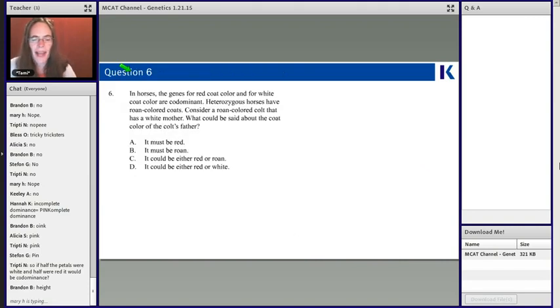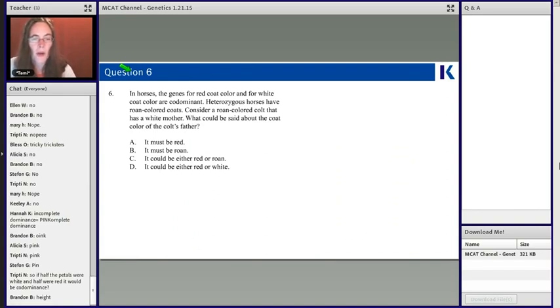All right, let's look at an actual question. In horses, the genes for red coat color and for white coat color are codominant. Okay, so they're both expressed exactly the same. Heterozygous horses have roan-colored coats. Consider a roan-colored colt, the baby, that has a white mother. What must be said about the color of the colt's father? So we see different answer choices in here.